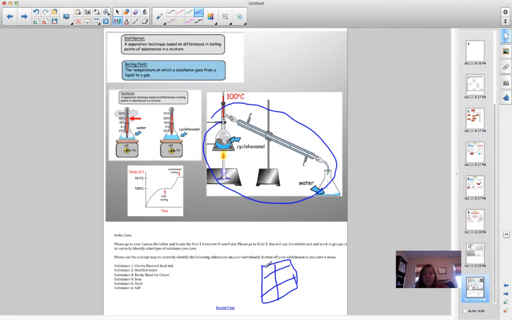And you're going to label it Substance 1, Substance 2, Substance 3, 4, 5, and 6. And you're going to label each substance with what you have over here. First substance will be cherry flavored Kool-Aid, and then you'll have your distilled water for substance 2, etc. So you keep writing those over here into your area.